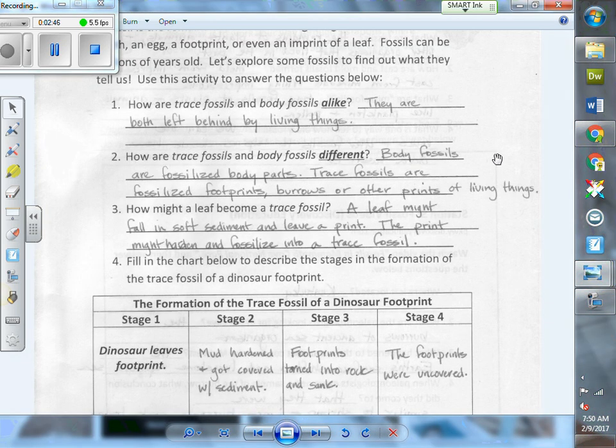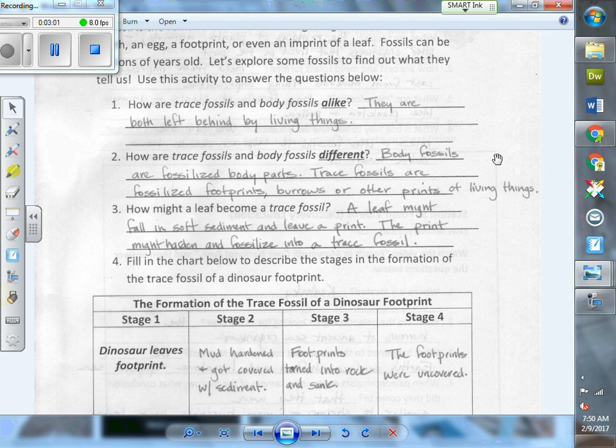All right, page number 3. This is about trace fossils and body fossils. So one way that trace fossils and body fossils were alike is that they're both left behind by living things. They're both evidence of something that lived a long time ago.